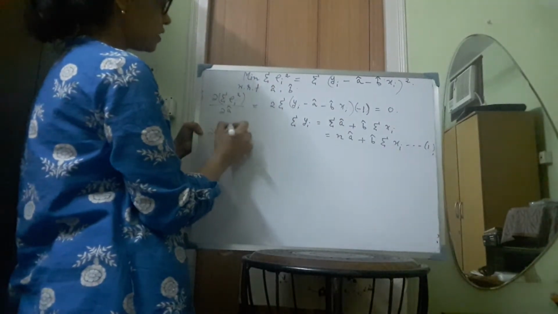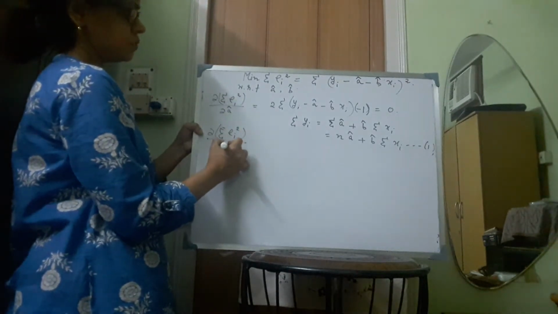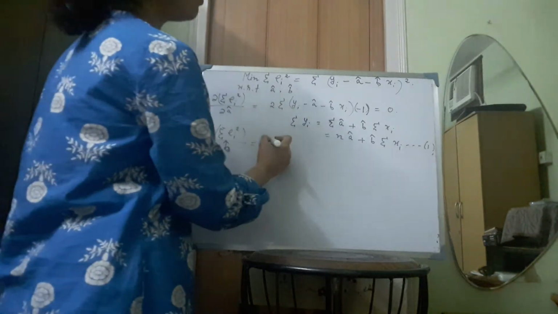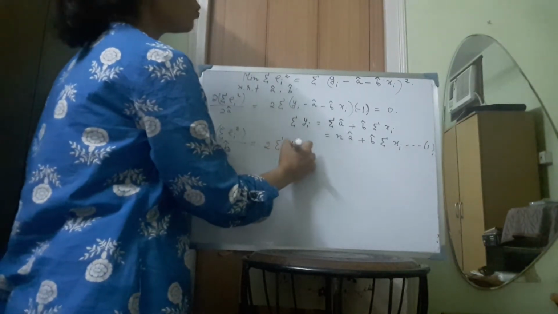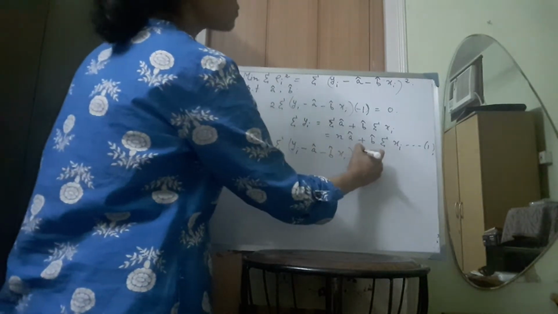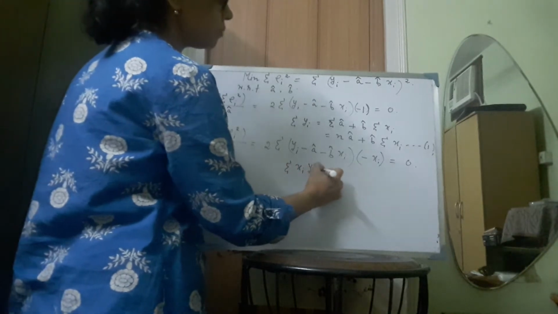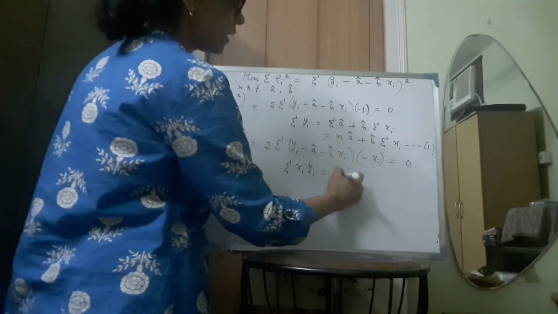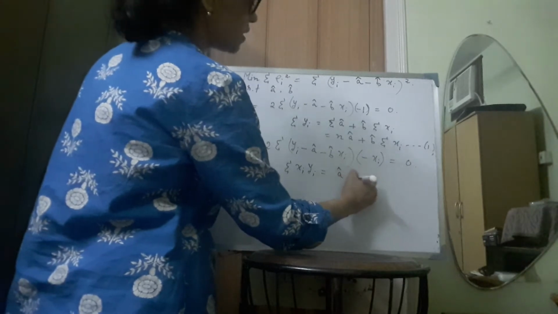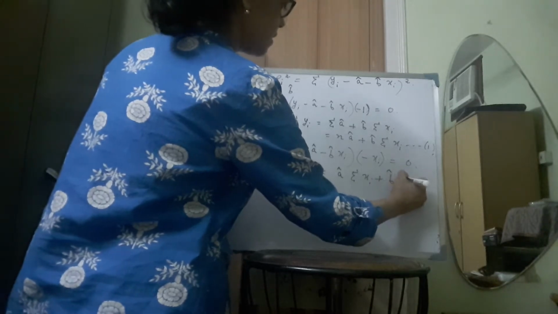And the second first order condition is delta summation of ei square over delta b hat. So this is equal to 2 summation of (yi minus a hat minus b hat xi) times minus xi, that is equal to 0. If we simplify this, we will get summation of xi yi is equal to a hat summation of xi plus b hat summation of xi square. So this is equation 2.